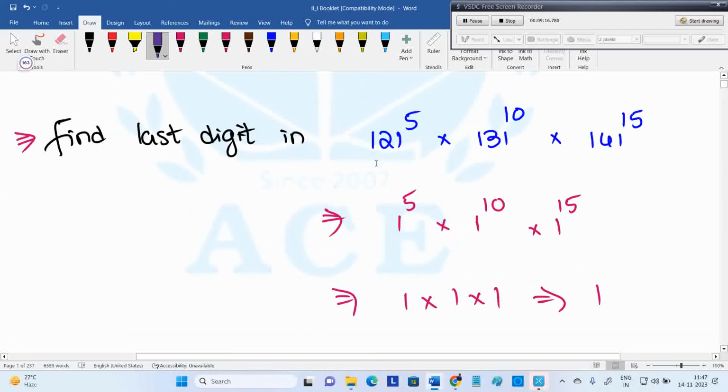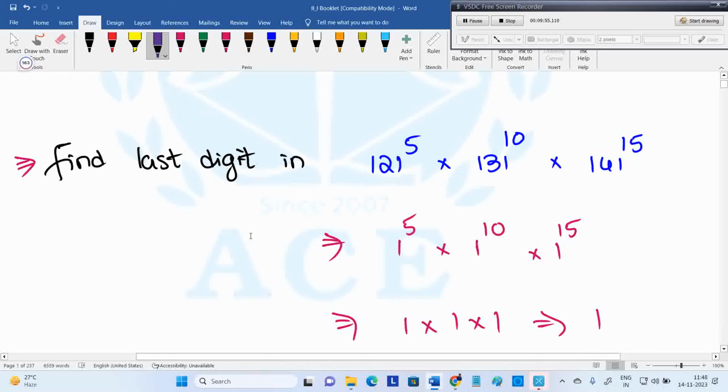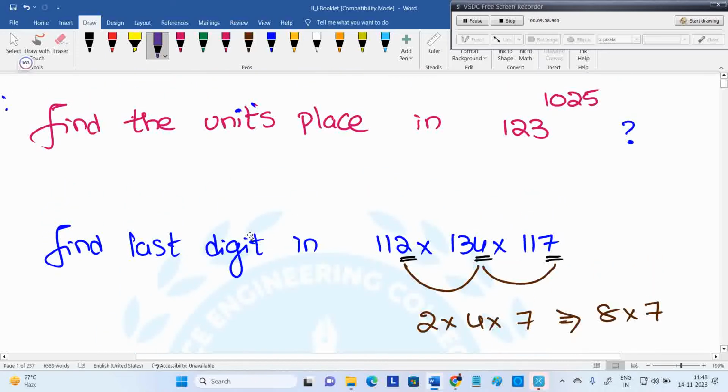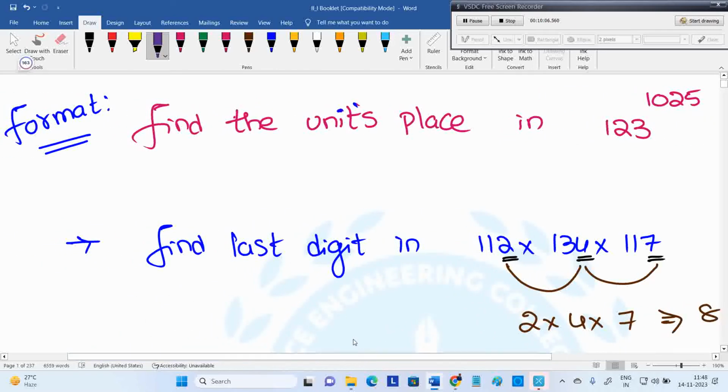And copy the previous thing also. Okay, if you are not yet done, please copy this. We expect you people to maintain running notes. The last digit in 121 power 5, 131 power 10, 141 power 15. Space is given to note down all this theory in your booklet, so please use the same. This is the format of the question: 123 power 1024. Big terms like that they will give in the exam. We'll go ahead with that, don't worry. We'll discuss all those things, no issues.